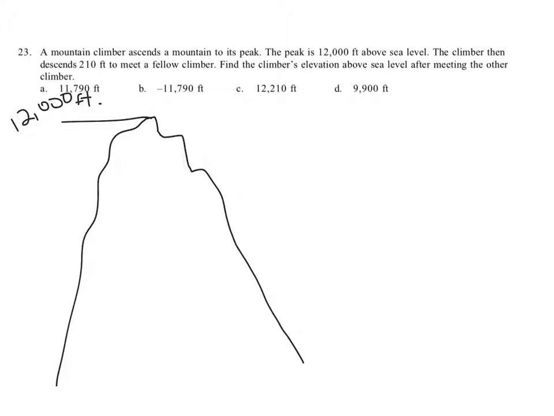And the climber then descends 210 feet to meet a fellow climber. So let's say that this distance from here to here, that red distance in there, is 210 feet. And since they're descending, they're actually decreasing their elevation from 12,000 back down by 210 feet. Okay? Find the climber's elevation above sea level after meeting the other climber. Well, that's that elevation there, which will be 12,000 minus the 210 that they descended.